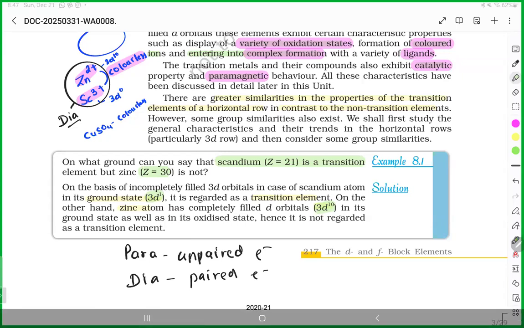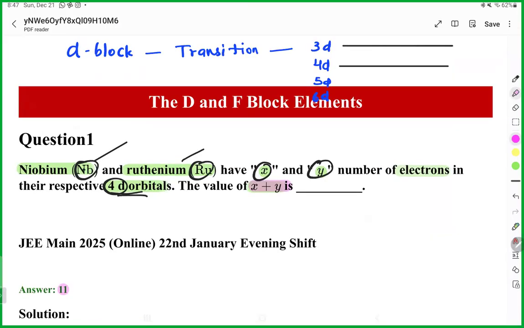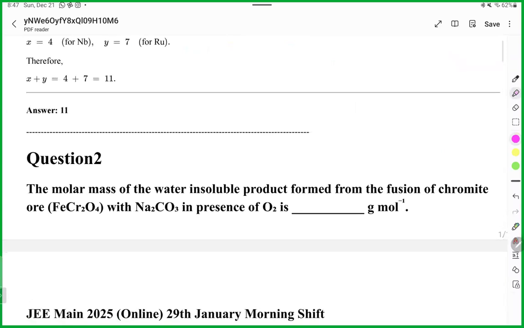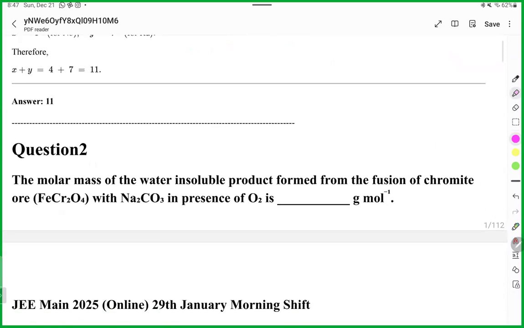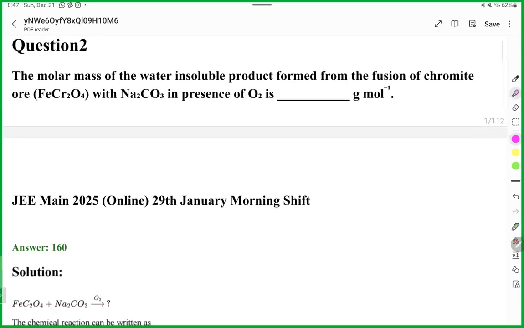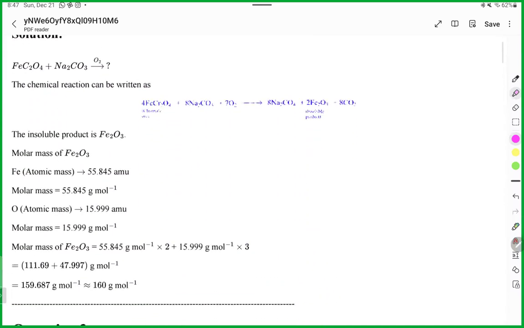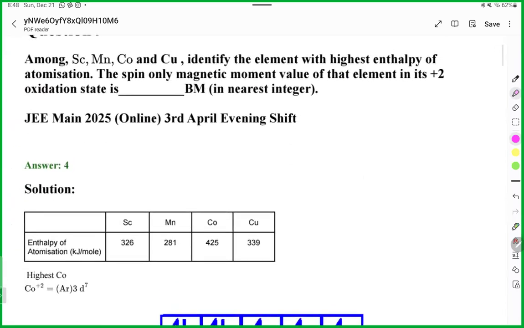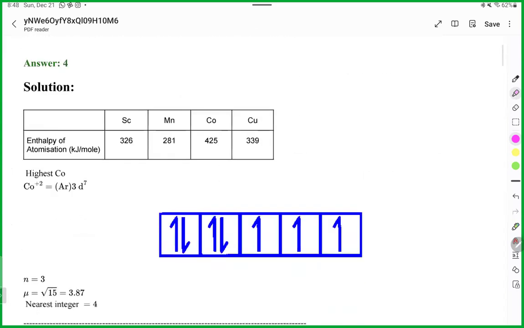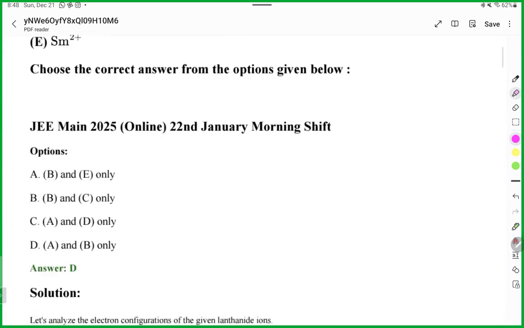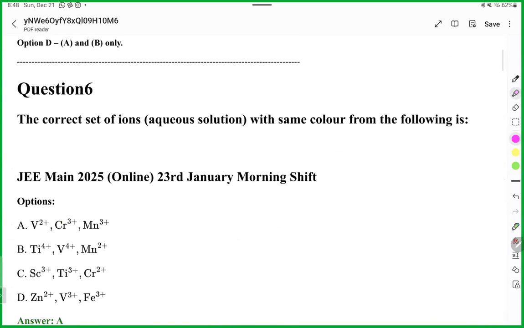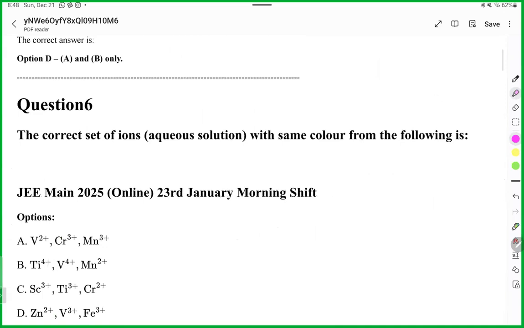I wanted to solve more questions, but due to the hunger issue, see K2Cr2O7, direct formation, first step. Do we have any other property? Magnetic, again paramagnetic, diamagnetic, lanthanoid contraction. Lanthanoid contraction is really important for you. See, which is the correct set of ions with the same color.